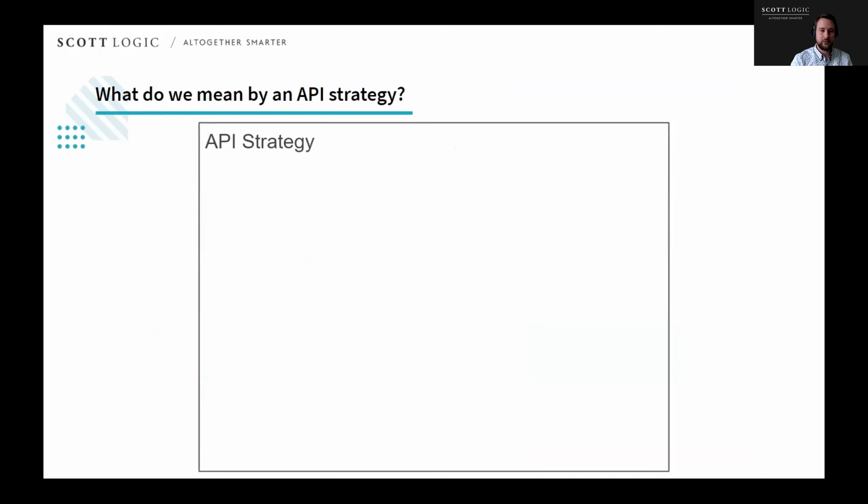So what do we mean by an API strategy? Well, I'm going to look at some different areas of concern within an API strategy that you would need to consider when developing an API or APIs, and then we'll talk in a little bit more detail about each one.